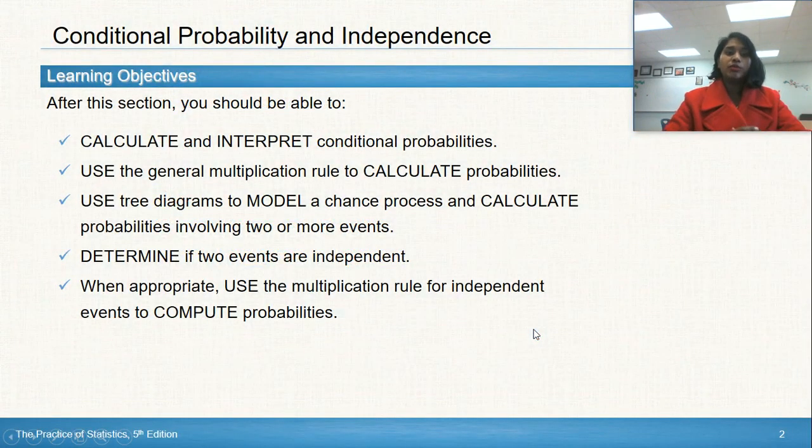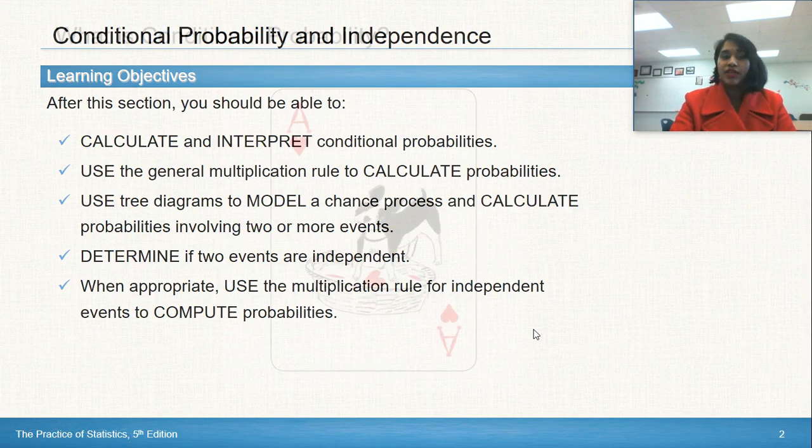So anyway, what you're going to be able to do is calculate and interpret conditional probabilities using our multiplication rule. And of course, if you need to, you're going to use your tree diagram to model it. It can also show you where you're going to do your calculations as well. We're also going to understand what an independent event is, and we have another example right there. And of course, using the multiplication rule for independent events as well.